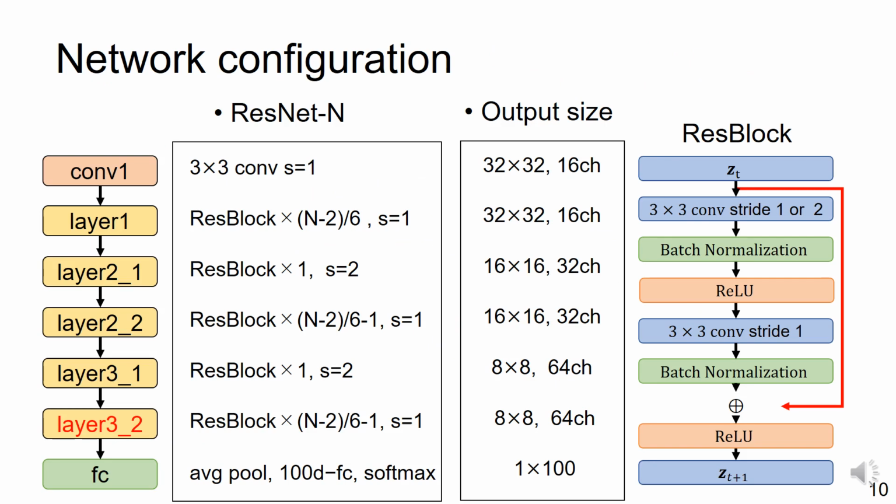The network used in this study consists of 7 layers: Conv1, Layer 1, Layer 2_1, Layer 2_2, Layer 3_1, Layer 3_2, and the fully connected layer. The ResBlock used in each layer consists of convolution, batch normalization, ReLU, convolution, and batch normalization, as shown on the right-hand side of the figure.